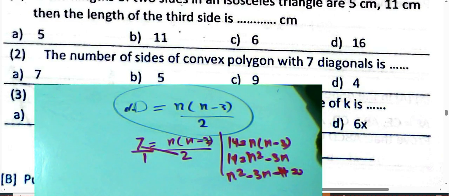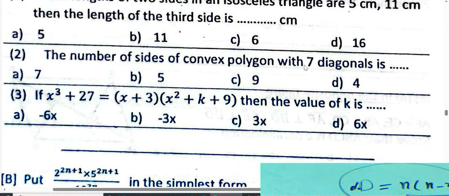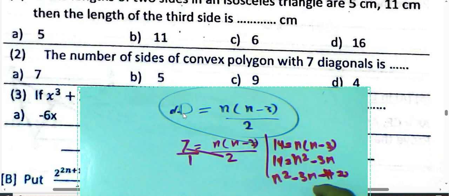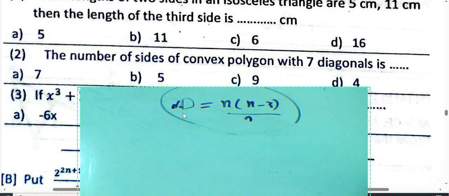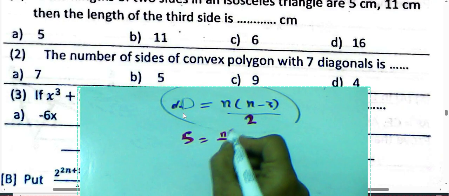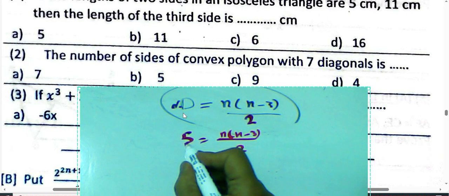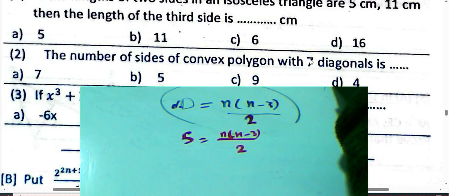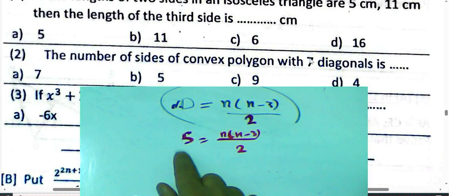Okay, listen to me, my students, we have a wrong question. It must be 5, not 7. Change the question from 7 to 5 diagonals, because we can't solve the example. Stop now. Then you can write here the number of diagonals was 5, not 7. Then 5 equals n times (n minus 3) over 2. Change this number from 7 to 5.